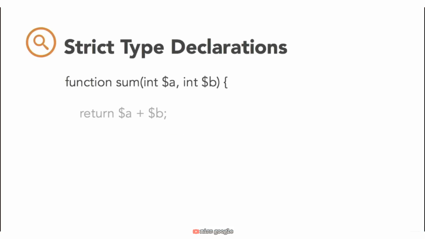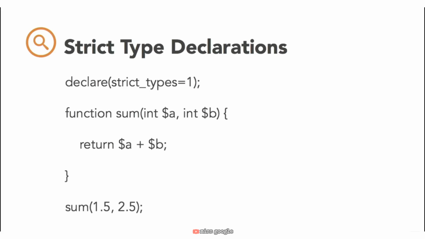Let's look again at our example. Here's our first initial example, right? We have a sum of 1.5 and 2.5. In this case, we're going to return 3, because A and B are going to be silently converted to integer. If we add strict type declarations to this file, instead we're going to have a type error displayed rather than actually executing the sum function.